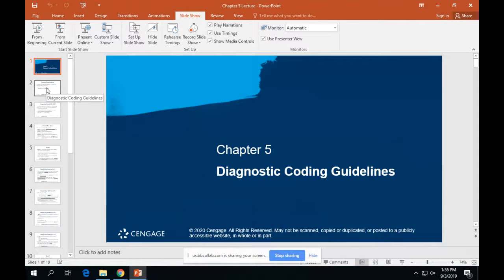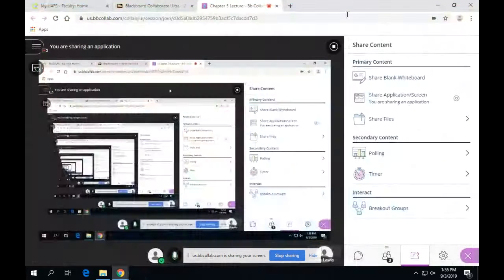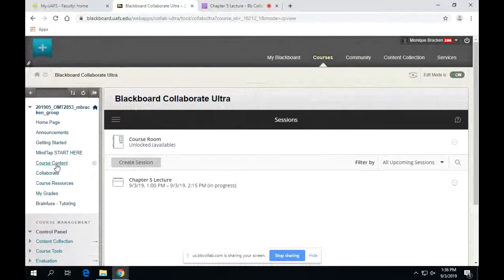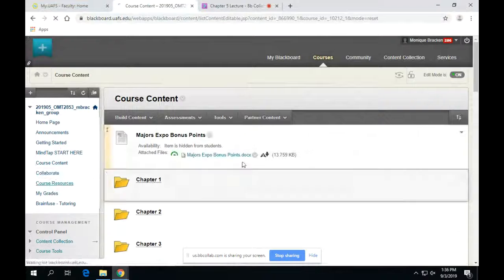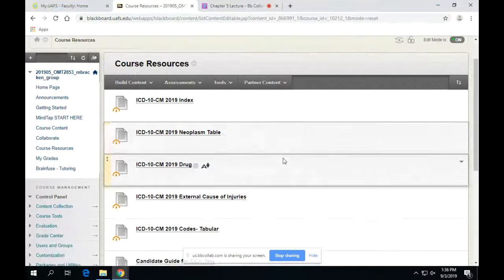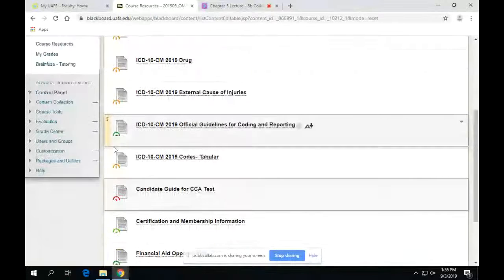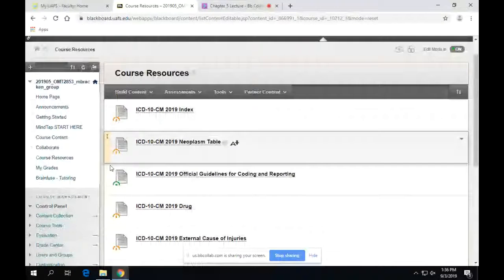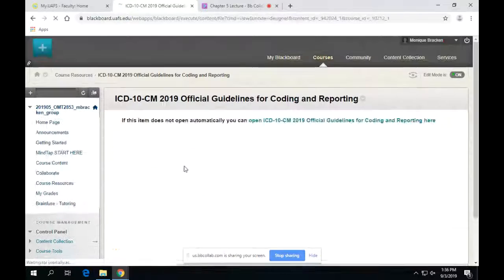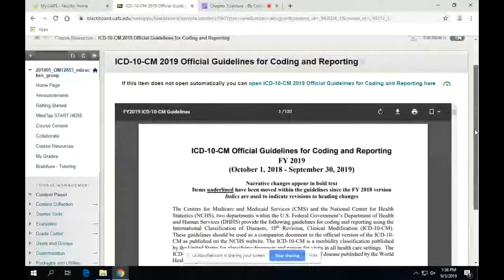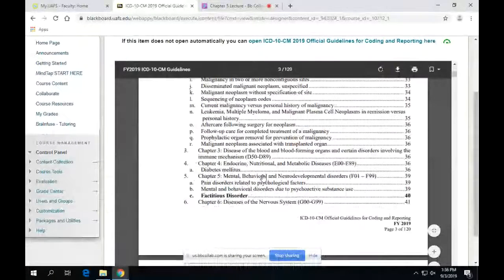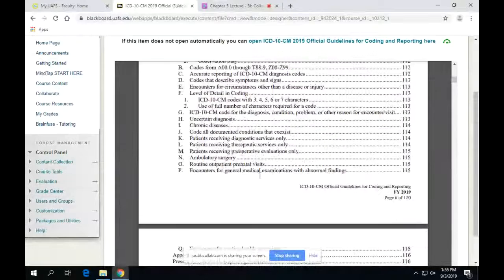Do you have any questions on guidelines, what to do first, what to do second? Okay. The guidelines, like I said, are available on Blackboard, course resources. Oh, way down here at the bottom. Let's move that up to the top here. The official guidelines for coding and reporting. So about 120 pages. Pretty much everything I talked about is all going to be listed in here.